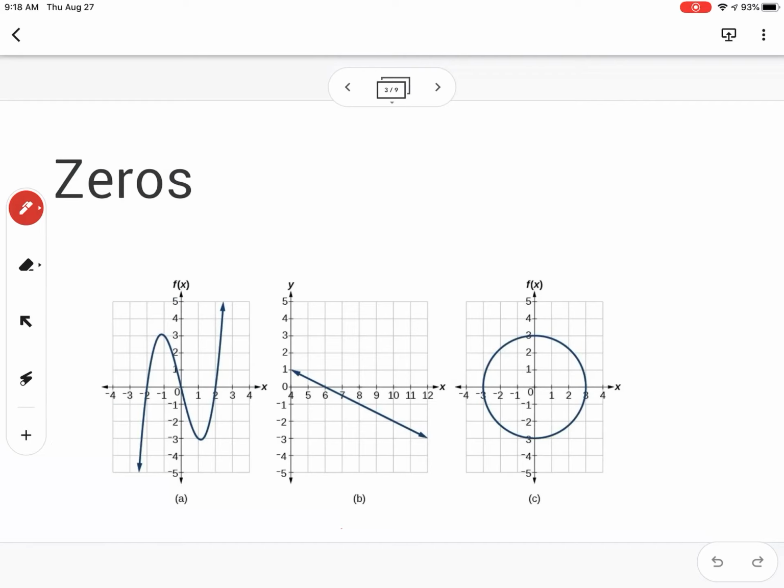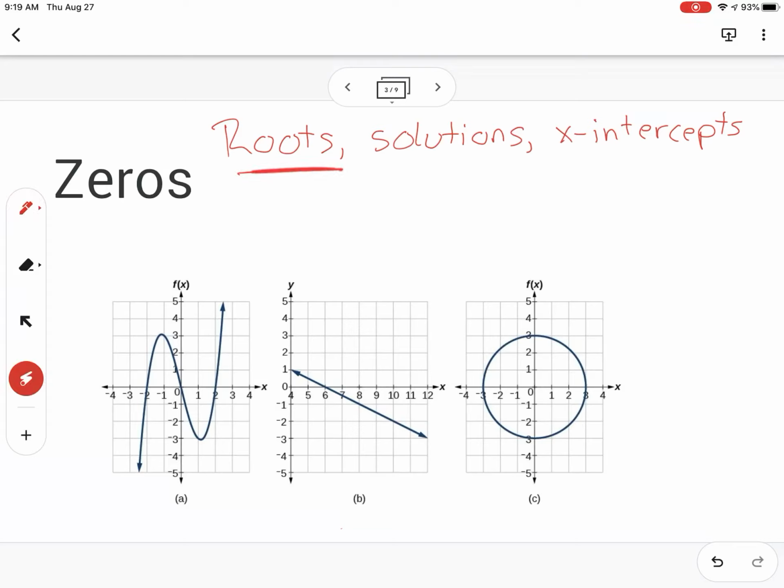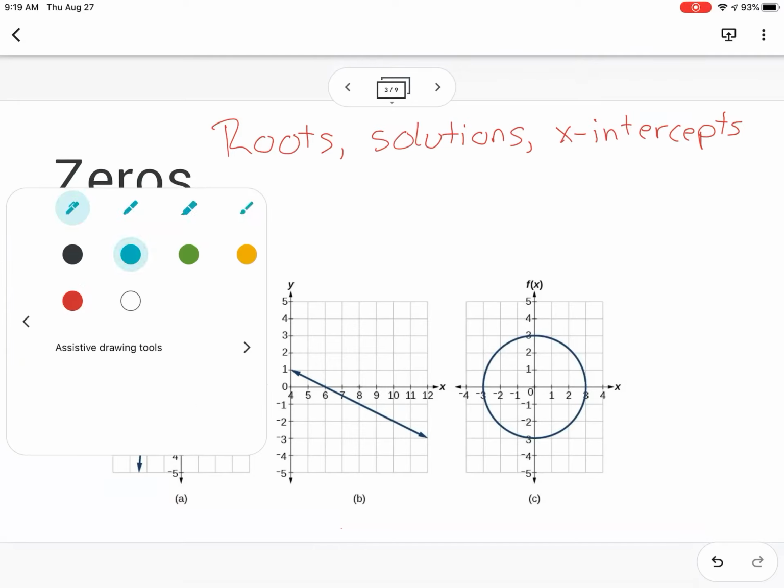Zeros can also be called roots, solutions, and x-intercepts. All four of these are the same thing, right? They've got four different names for the same thing. Usually it depends on what you're doing with the points that you're looking for. If you're working with quadratics, you'll use roots or solutions. If you're doing polynomials, they're usually zeros. They're all the same thing, no matter which name you use.